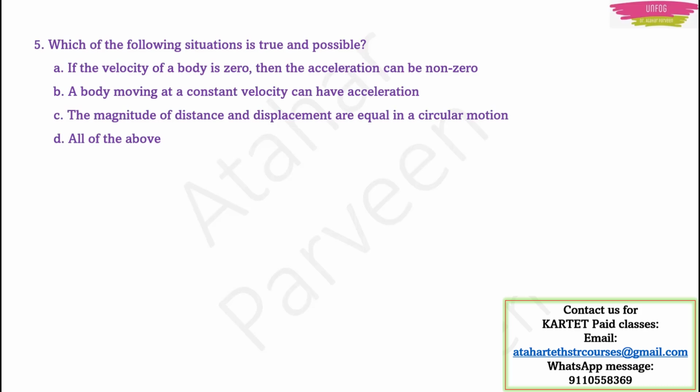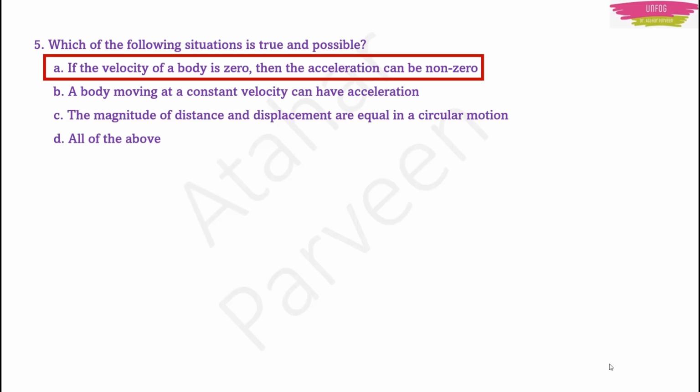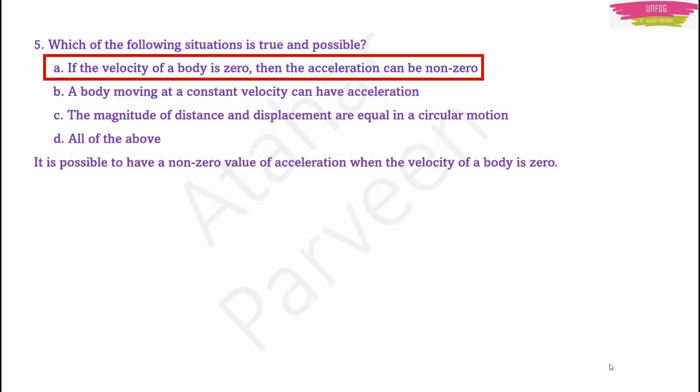Now because B and C are wrong, D is also obviously wrong, because all of the above is not right. Then option A, if the velocity of a body is 0, then the acceleration can be non-zero. This is true, and yes friends, this is possible also. You will ask, how is it possible, madam? If the velocity of a body is 0, then how can acceleration exist? Because we are saying acceleration can be non-zero, right? Friends, acceleration can exist if the velocity of a body is 0. But then the situation should be like this.